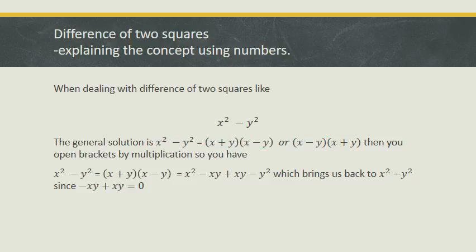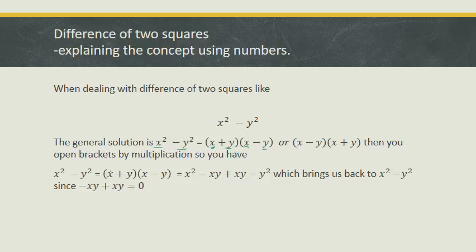So when you're solving, initially you have x squared minus y squared. So in the bracket, the first one contains an x, not an x squared. So x plus y, not y squared, multiplied by x minus y. Then you open the brackets by multiplication.